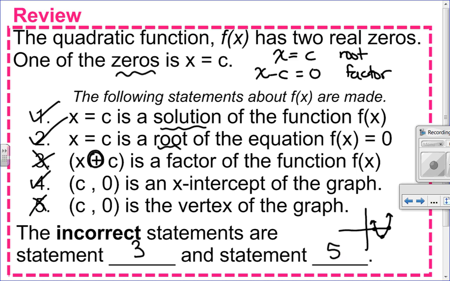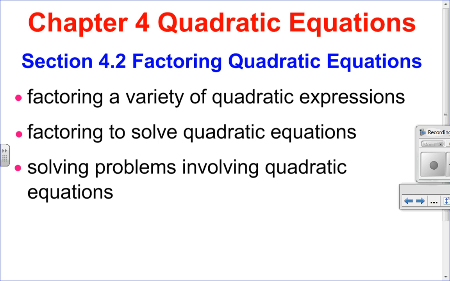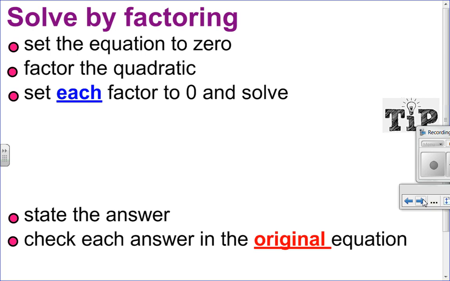Okay, so let's look at section 4.2. We're going to take that factoring that you reviewed and take it one step further to find the solution. To solve by factoring, first of all set the equation equal to 0. Once it's set to 0, you're going to factor the equation and set each factor to 0 to solve.